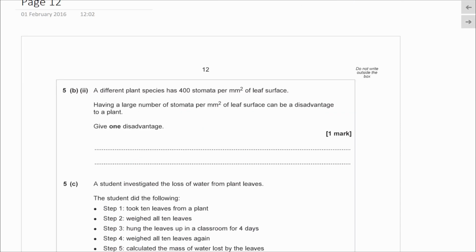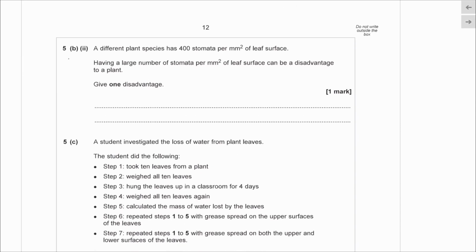Next, we have B part 2. A different plant species has 400 stomata per millimetre squared. Having a large number of stomata per millimetre squared of the leaf can be a disadvantage to the plant. Suggest or give one disadvantage.